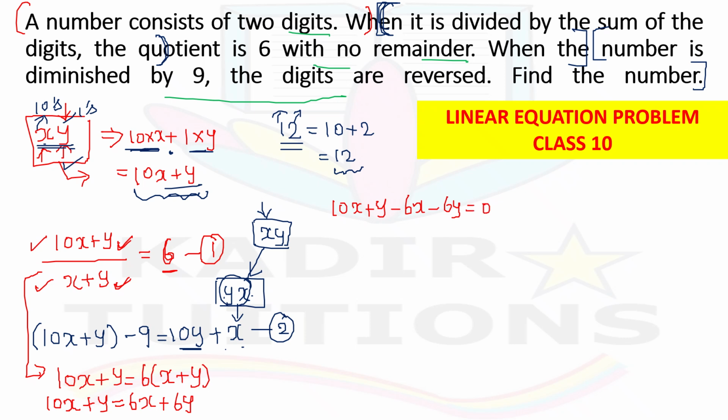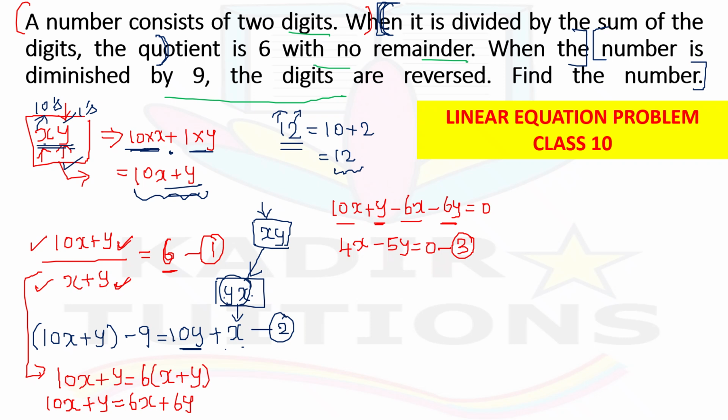So now we are going to simplify this. If you simplify, what will we be getting? 10x and minus 6x we will be getting 4x, and plus y minus 6y we will be getting minus 5y equal to 0. So now this is our new equation which has been derived from the first equation. I will mark this equation as 3.